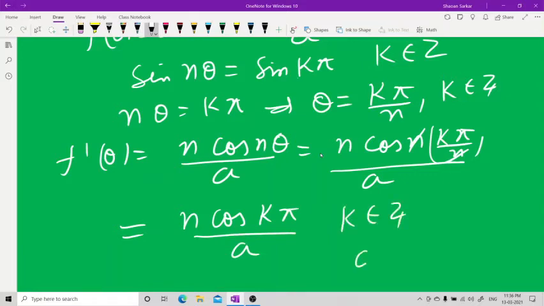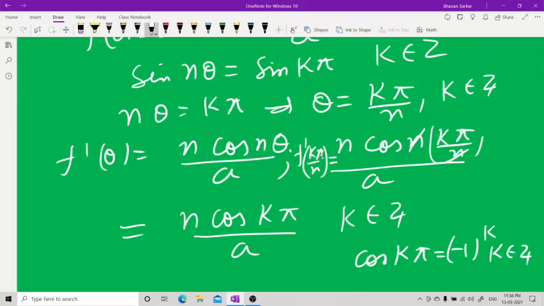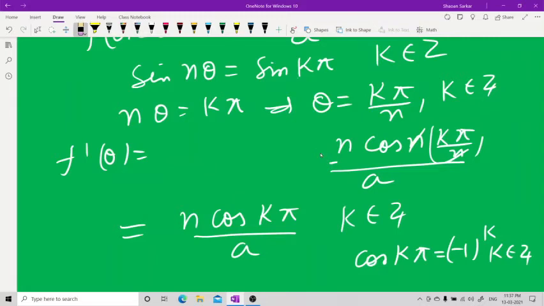Now you know that cos k pi is always minus 1 to the power of k for k belonging to integer. Always. This is a known fact. Right? So f dash theta is this. Wait a minute. Here we are finding, I did it in a hurry. This is f dash k pi by n. This is actually this quantity. Let me rub this all. Let me make it a little bit more space.